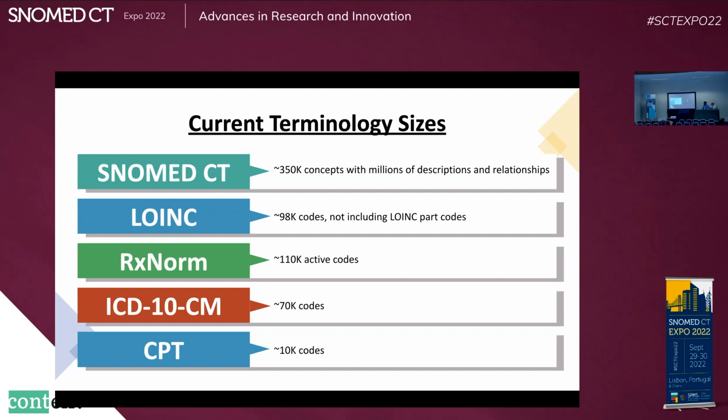So if you look at SNOMED currently, SNOMED has about 350,000 concepts with millions and millions of relationships, and that number changes every release, which are now monthly. LOINC has over 98,000 codes with even more part codes that represent the different components, the different axes of a LOINC code. RxNorm has over 110,000 active codes within it and millions of relationships as well that can be used to record medications in the US. ICD-10, the clinical modification in the US, has 70,000 codes, and CPT has over 10,000 codes. Next slide.